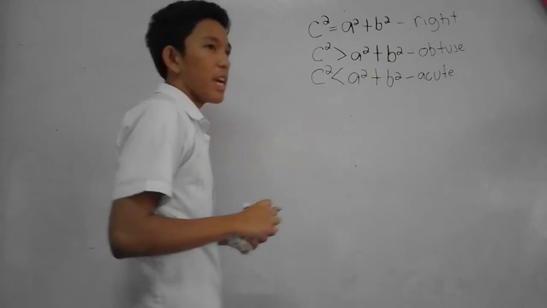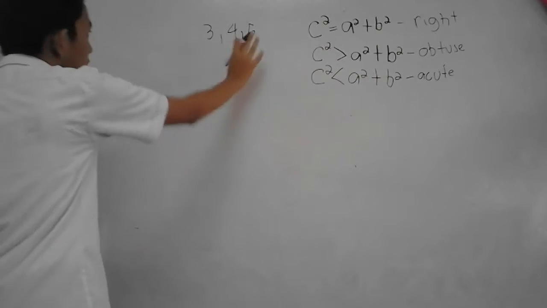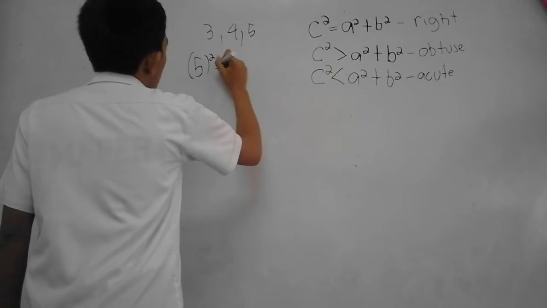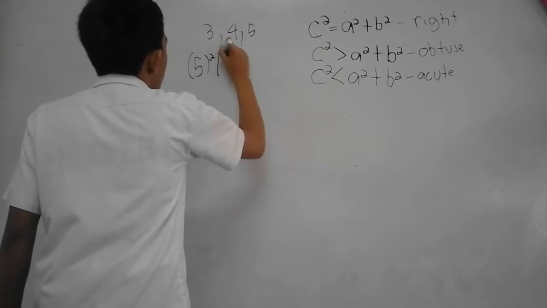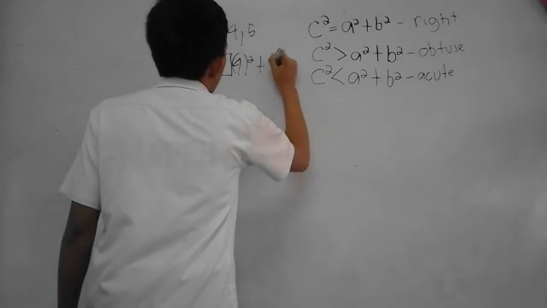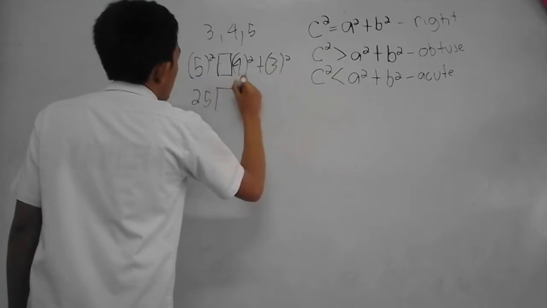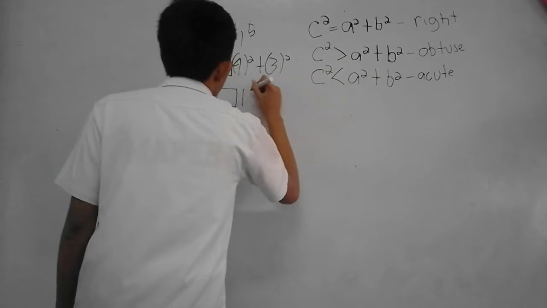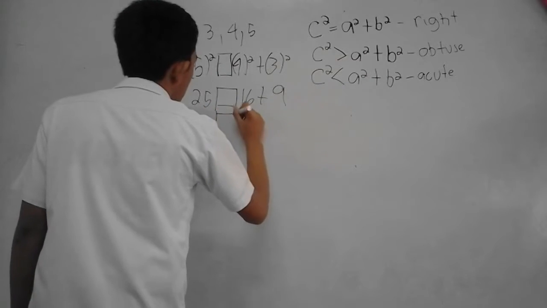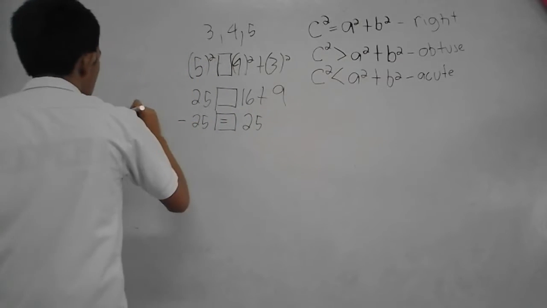Suppose you are given a triangle which has sides 3, 4, and 5. The longest side of the triangle is 5, so this is the hypotenuse. 5 squared is equal to the sum of 4 squared and 3 squared. 5 squared is equal to 25, and 4 squared is 16, while 3 squared is equal to 9. 16 plus 9 is equal to 25, so this is equal. So we can consider that this is a right triangle.